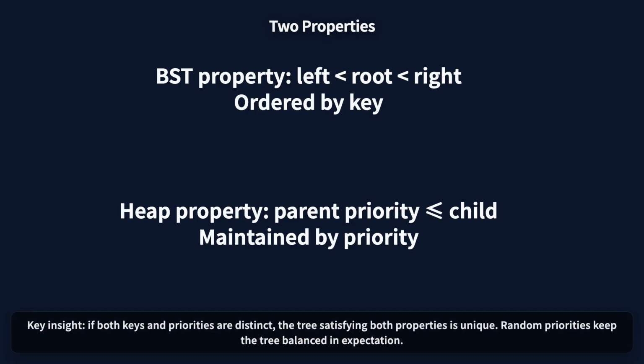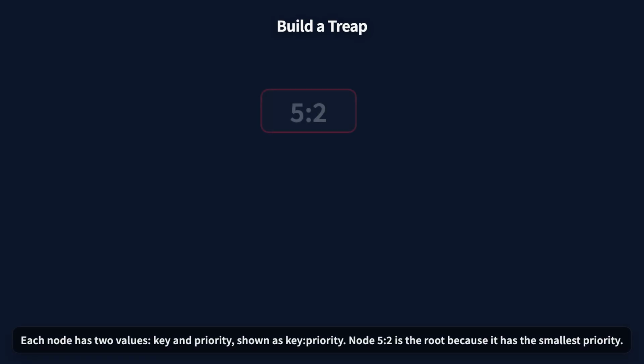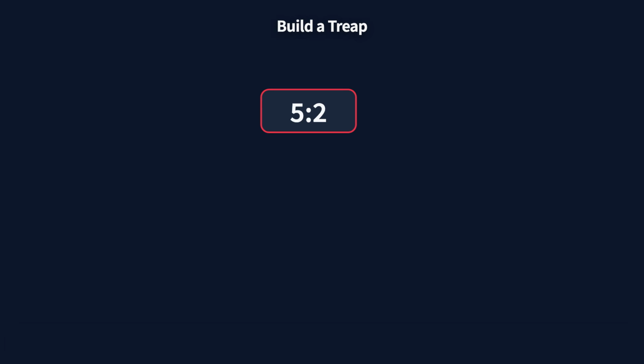Key insight. If both keys and priorities are distinct, the tree satisfying both properties is unique. Random priorities keep the tree balanced in expectation. Each node has two values, key and priority, shown as key, priority. Node 5, 2 is the root because it has the smallest priority.